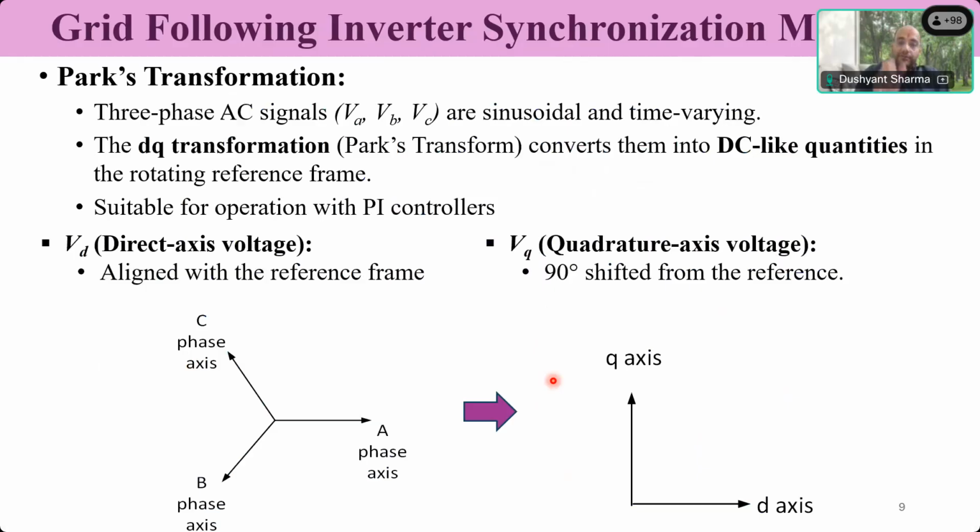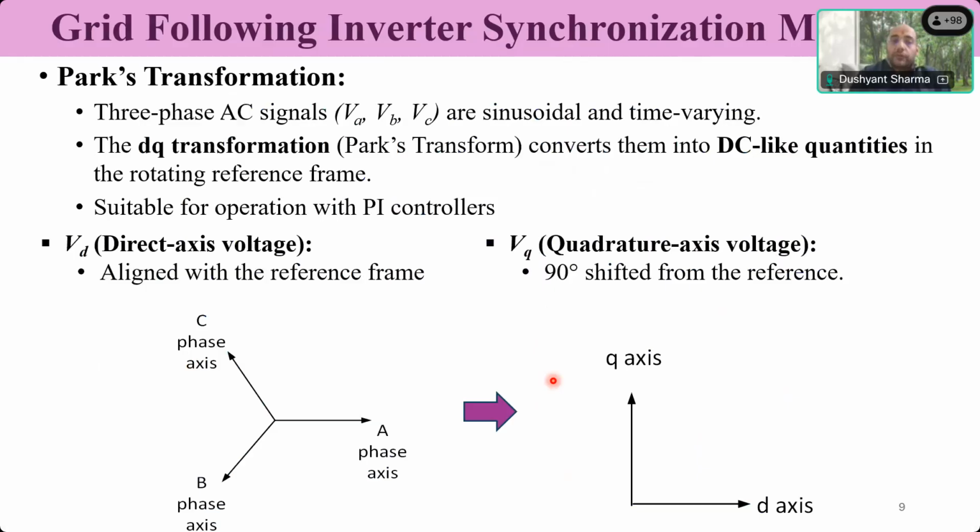As long as the reference is a fixed number, like a DC, not time varying, you can suitably design PI controllers, the proportional integral controllers, for such systems. But if it's a time varying system, like Vm sin omega t, Vm sin omega t minus 2 pi by 3, like this, then designing a suitable PI controller becomes difficult.